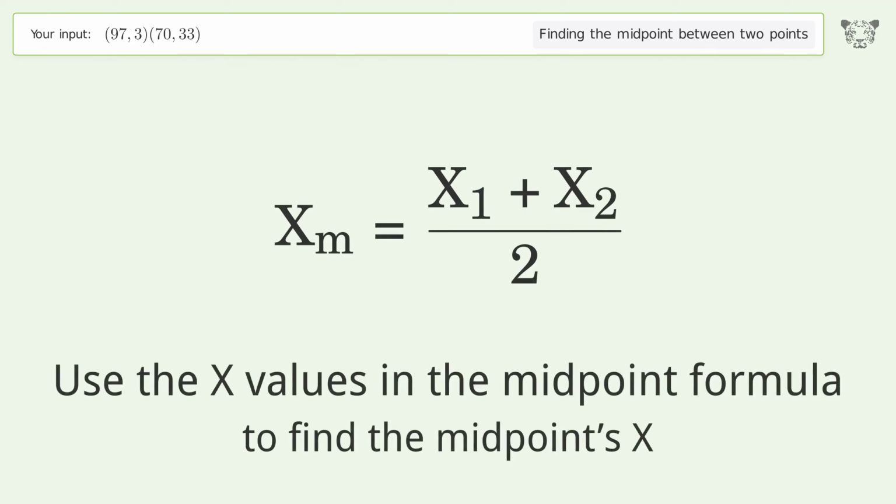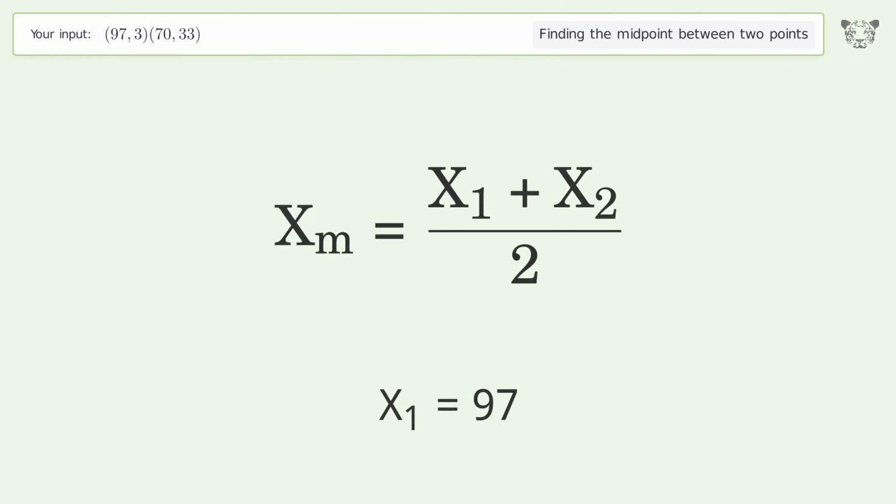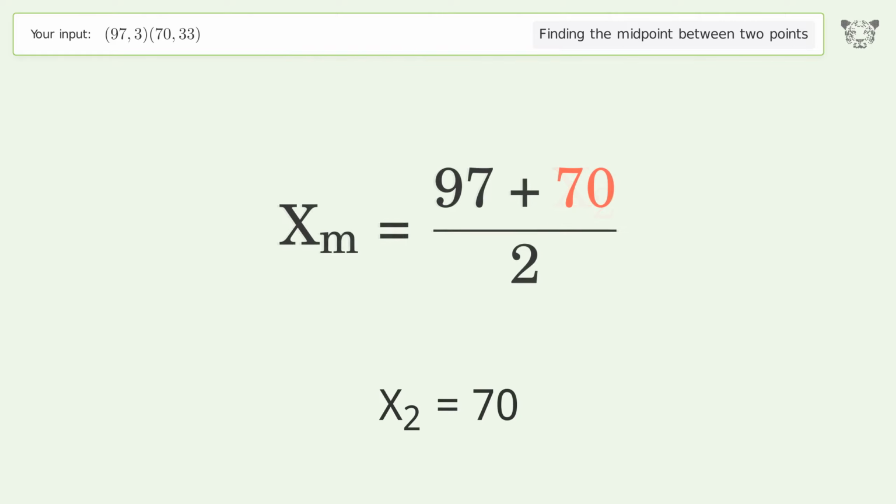Use the x values in the midpoint formula to find the midpoint's x. x1 equals 97. x2 equals 70. Simplify the arithmetic.